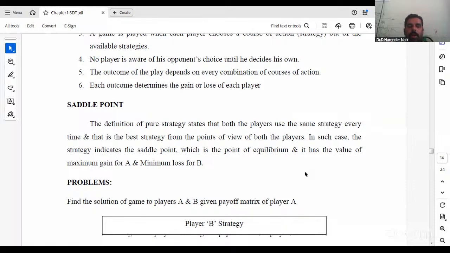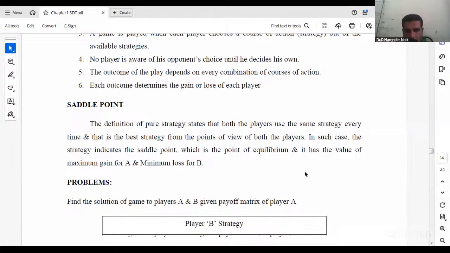So in saddle point, pure strategy, we can say that both the players use the same strategy every time. That is the best strategy from the points of view of both players. In such a case, the strategy indicates the saddle point, the point of equilibrium, and it has the value of the game.